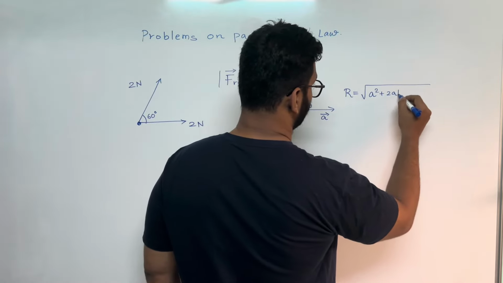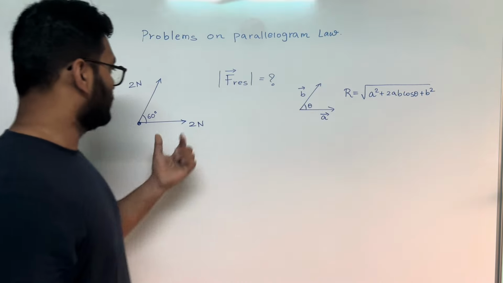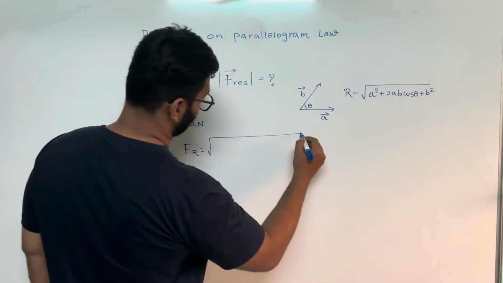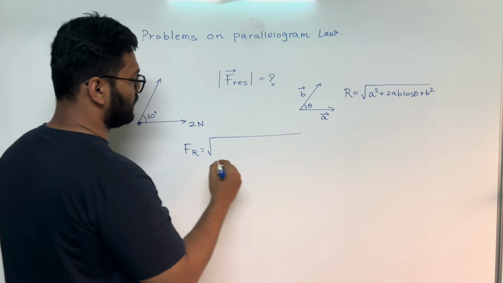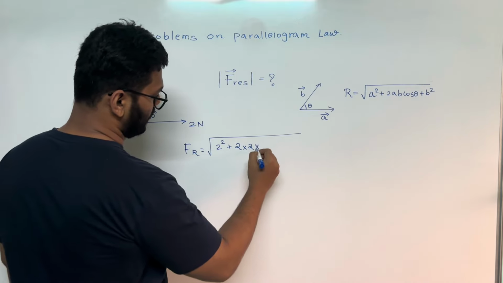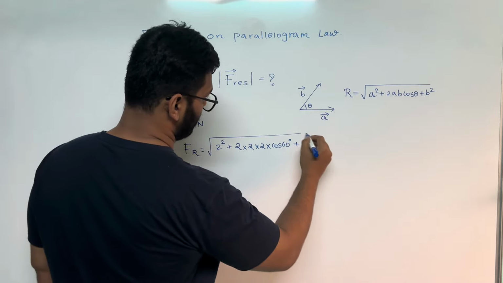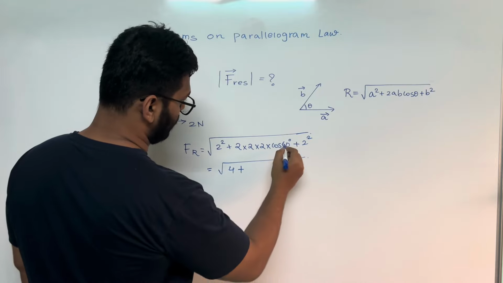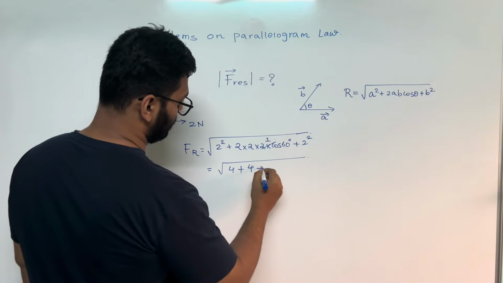square root of a square plus 2ab cos theta plus b square. Okay, let's do that. For this one, we have the resultant force magnitude equal to the square root of, here a is 2 and b is 2, so putting these values in this equation, we will get 2 square plus 2ab cos theta, into cos 60, plus b square, which is again 2 square. So we have here 4 plus, cos 60 is 1 by 2, 1 by 2 into 2 is going to be 1, so this is 4 plus 4.